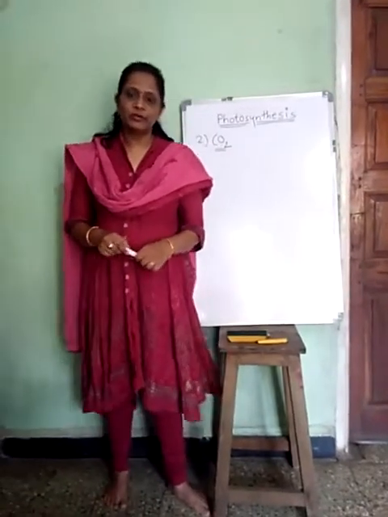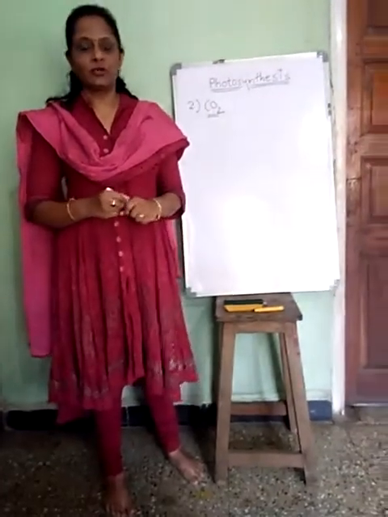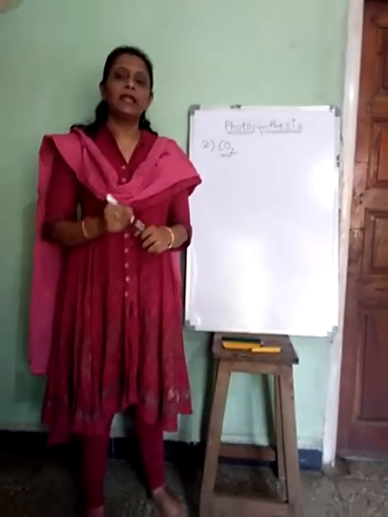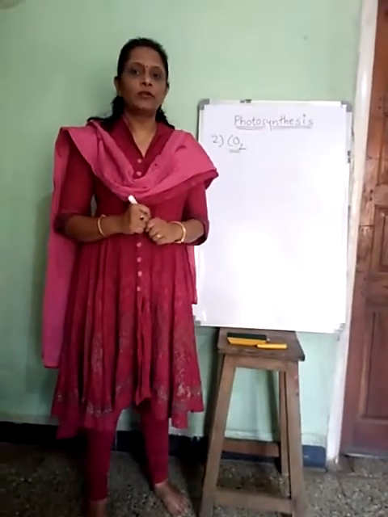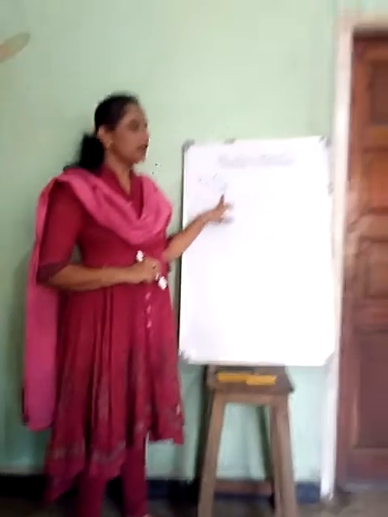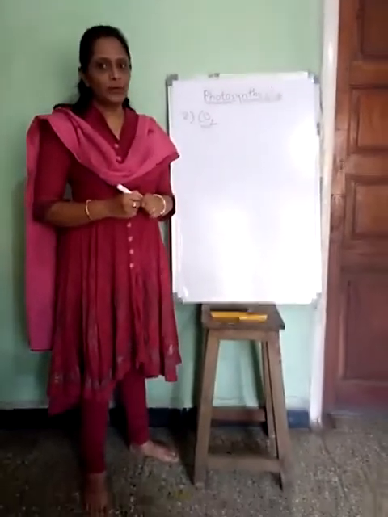Good afternoon, students. Yesterday we started with the conditions necessary for the process of photosynthesis, and the first condition we verified is that sunlight is important for photosynthesis. Today we are going to see whether carbon dioxide is essential for photosynthesis or not. For that we are going to make a different arrangement than yesterday.